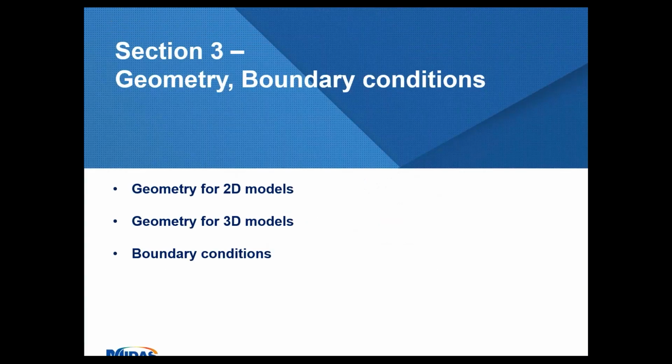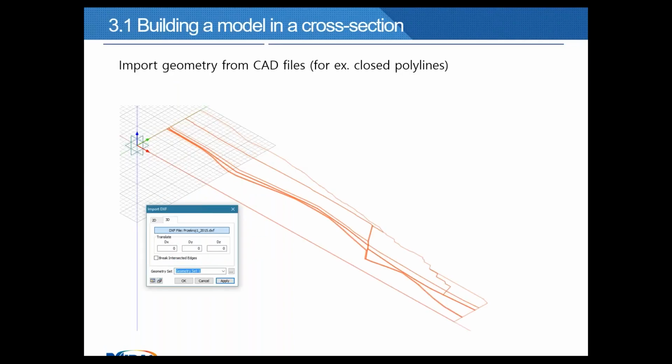So now some words about geometry and boundary conditions. First, geometry for 2D models, then geometry for 3D models, and then proper boundary conditions. If we want to build geometry for a 2D model in GTS NX, the best way, for me, is to use CAD files.